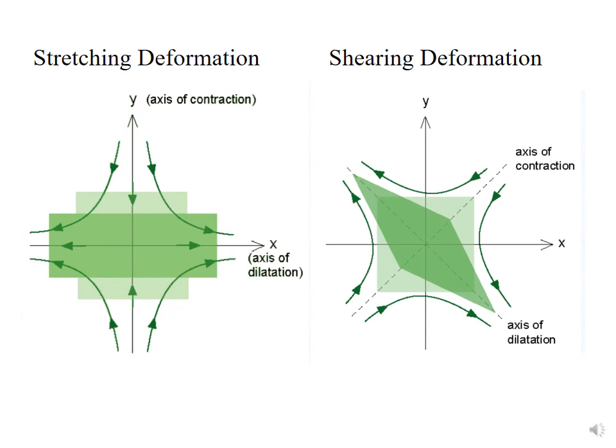And both the stretching deformation and the shearing deformation are both essential components of frontogenesis, which is the generation of fronts in the Earth's atmosphere.